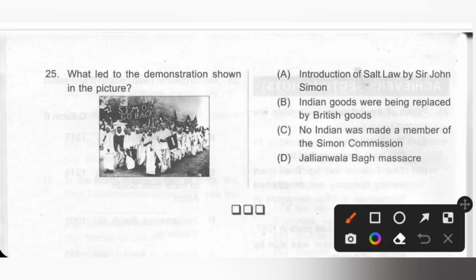This commission was appointed to bring about some reforms in the administration of India. But as no Indian was made a member of this commission, it was greeted with the slogan, Simon go back. So option C is the correct answer because no Indian was made a member of the Simon Commission.